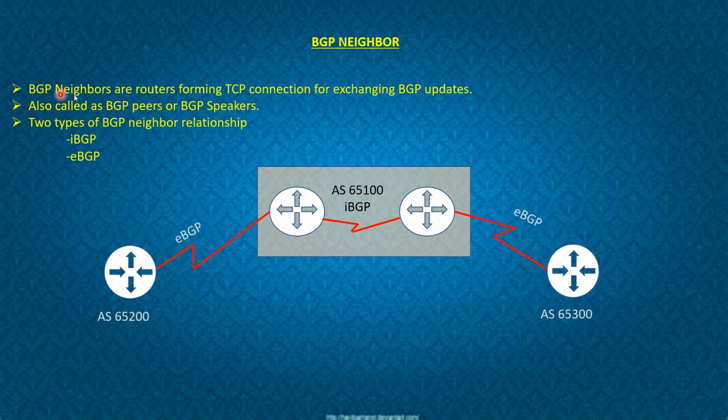BGP neighbors are routers forming a TCP connection for exchanging BGP updates, also called BGP peers or BGP speakers. There are two types of BGP neighbor relationships: IBGP and EBGP. IBGP means both neighbors are in the same AS, and EBGP is when they belong to different AS numbers.